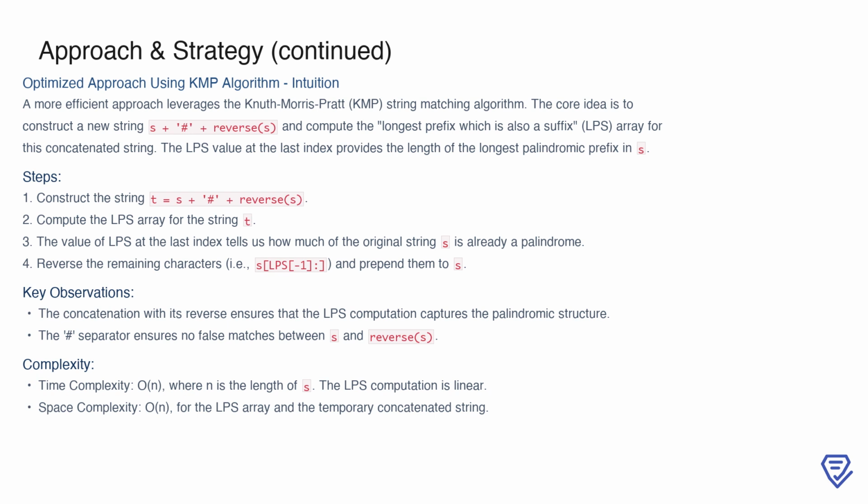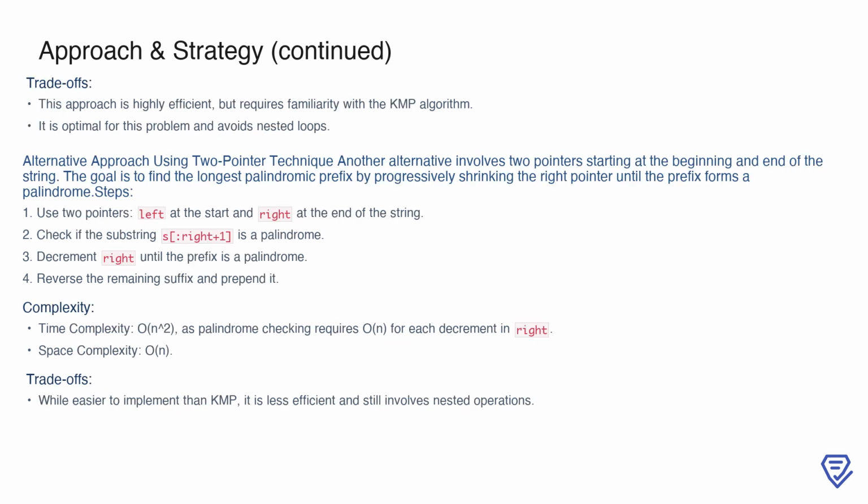The key insight here is that the concatenation of S with its reverse ensures the LPS computation captures the palindromic structure, while the separator prevents false matches between S and its reverse. This approach achieves linear time complexity, O(n), for the LPS computation and requires O(n) space for the concatenated string and LPS array. There are trade-offs to the KMP approach, as it requires familiarity with the algorithm and careful implementation. However, it is optimal for this problem, avoiding the inefficiencies of nested loops.